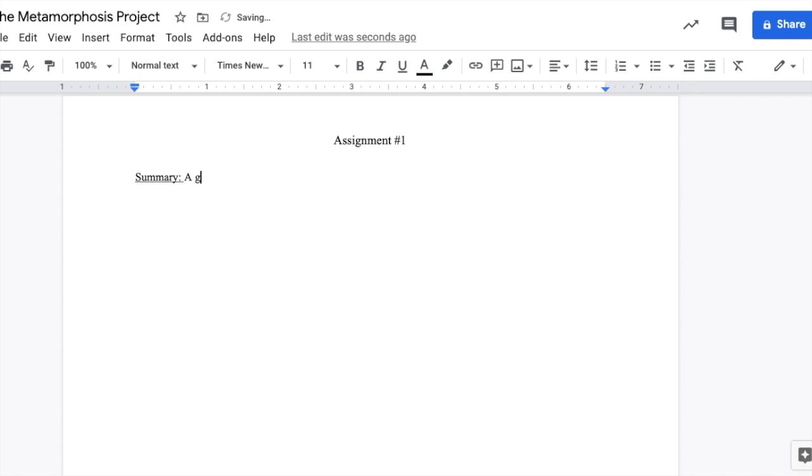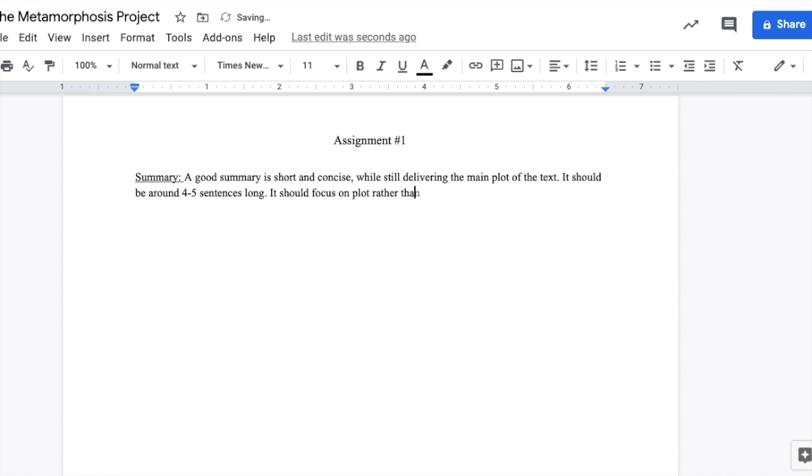A good summary is always short and concise, but also focuses on the main plot of the text, not the figurative meaning, but rather the straight literal meaning. It should be around 4 to 5 sentences long, and it should focus on the literal meaning rather than the figurative meaning of the plot.